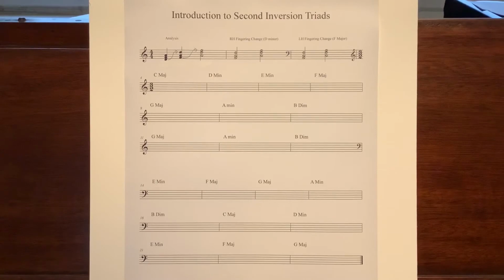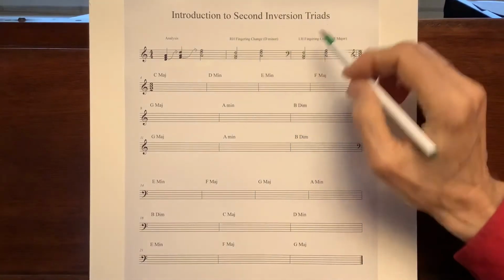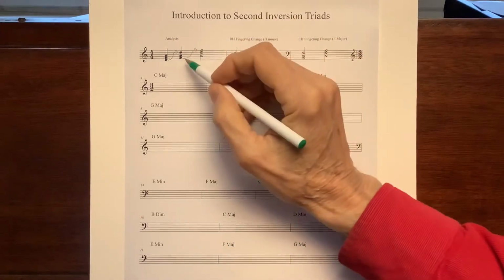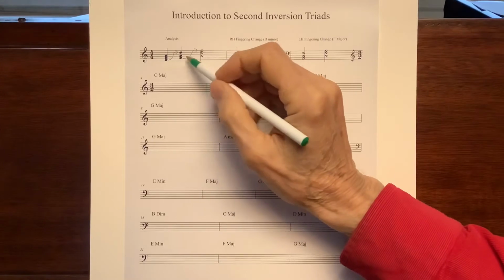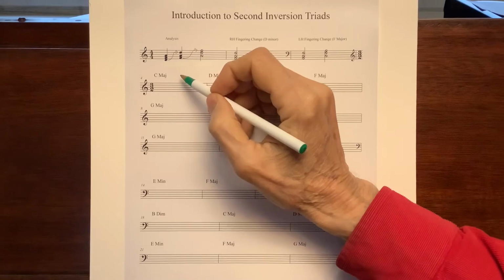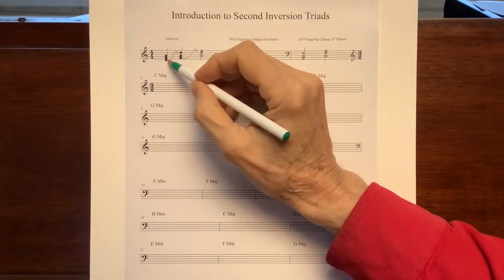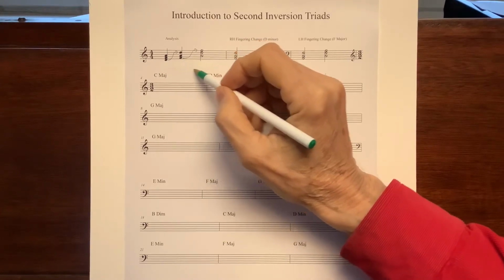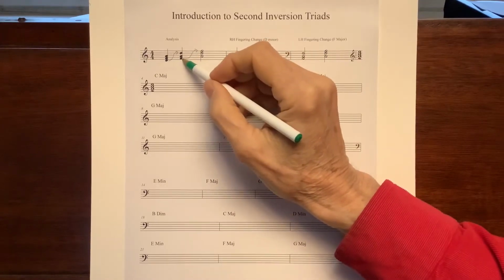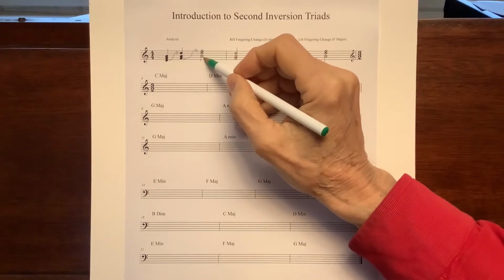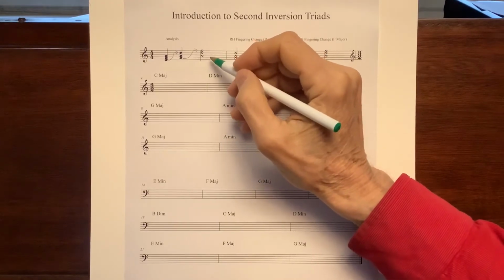Everybody. Today we're going to be looking at second inversion triads, so this is an introduction to that. And if you recall, to get to the first inversion triad, we started with root position. In this case, this is a D minor root position triad. And then we just brought the D up an octave, leaving the third of the triad, the F, on the bottom. Well, to get to the second inversion, we're going to bring this F up an octave, leaving the fifth of the triad on the bottom.